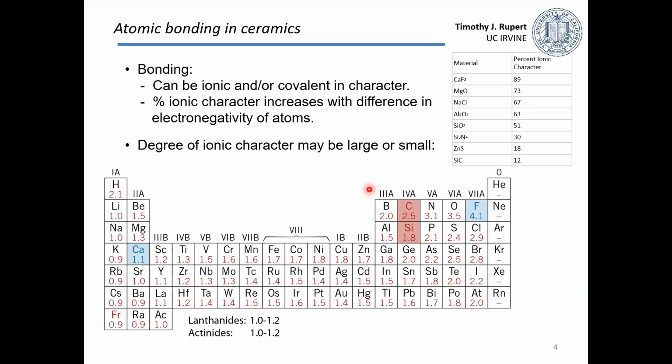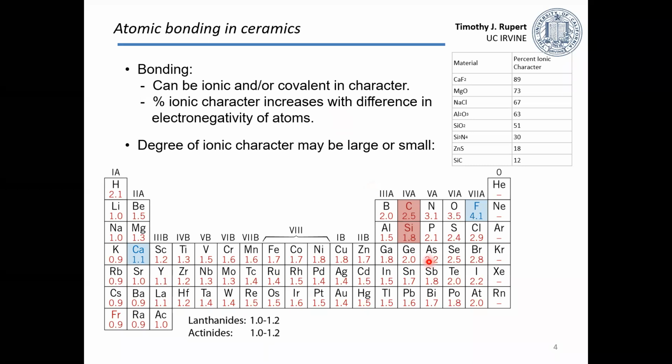Okay, so one thing we have to do is start going back and thinking about atomic bonding again. So in metals, we had it easy. We just talked about metallic bonding and forgot about the different options. But for ceramics, we can have either ionic or covalent character of the bonding. And the way we can determine which one we get is that the percent ionic character is generally going to increase with difference in electronegativity.